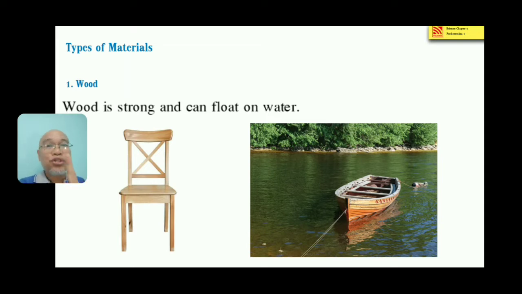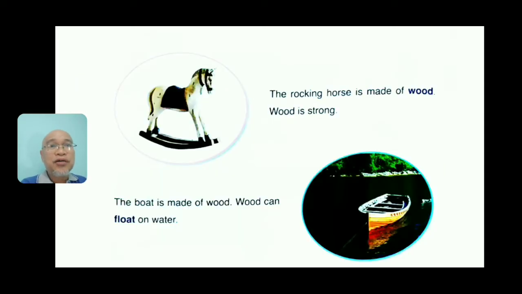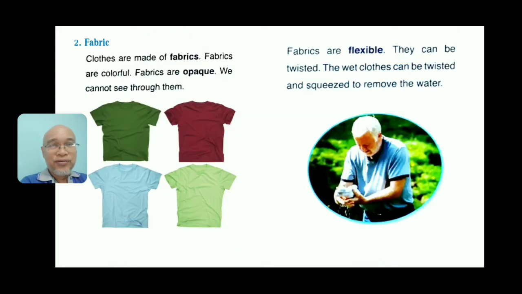One is wood. Wood is strong and can float on water. Look at the chair. Look at this boat. So the rocking horse is made of wood, and wood is strong. The boat is made of wood, and wood can float on water.